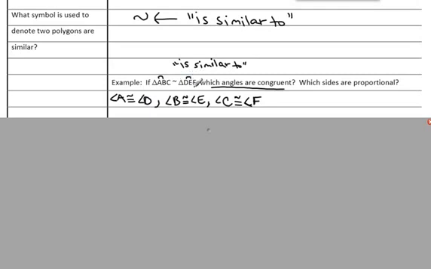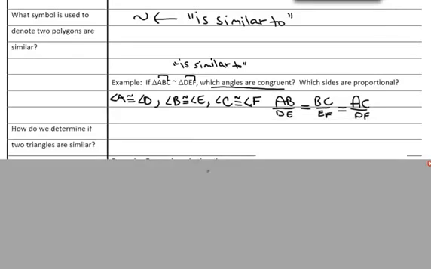The ratio of AB to DE would be equal to the ratio of BC to EF and equal to the ratio of AC to DF. So let's start with the first two letters. Side AB over side DE would equal side BC, last two letters, over EF, which would equal the first and the last letter, AC over DF. And we're going to use these proportions to solve for missing sides.